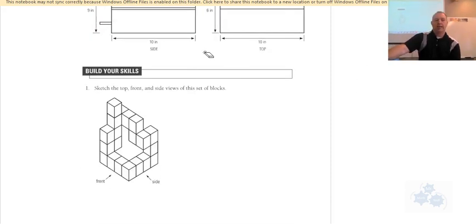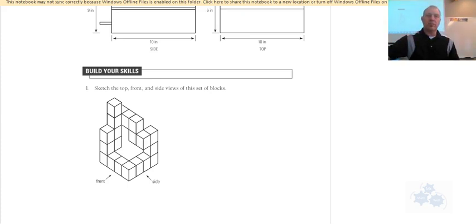Oh boy, this is going to be tricky, I think. Let's see if we can figure this out. So in your workbook, what you want to do is sketch the top, the front, and the side views of this set of blocks. Okay, so here's what I would suggest. You don't have to do it this way, but this is sort of what I would suggest.